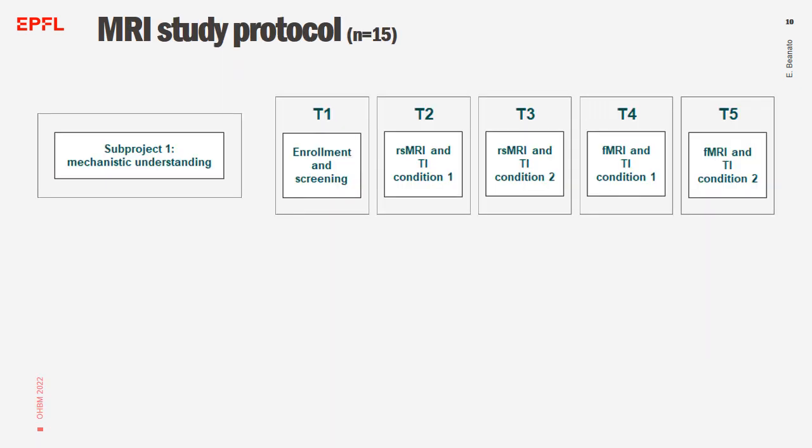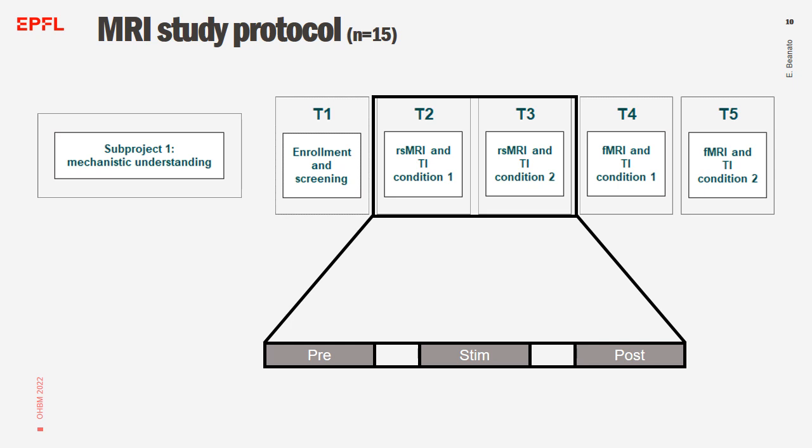In order to do so, we asked 15 young healthy subjects to undergo an MRI study with a randomized, double-blinded crossover design. We firstly performed 2 resting state MRI sessions with at least 3 days in between them, in order to investigate possible effects of the stimulation at rest.